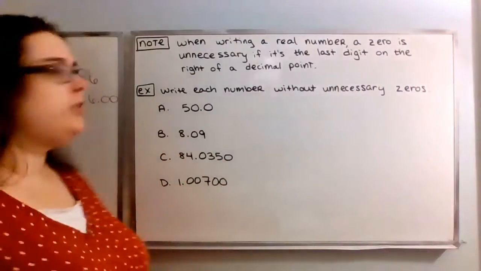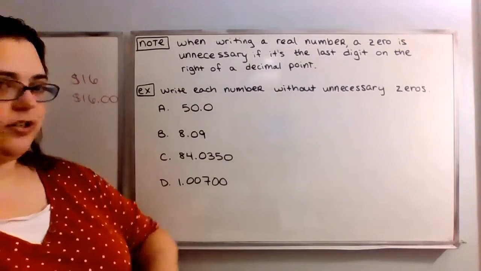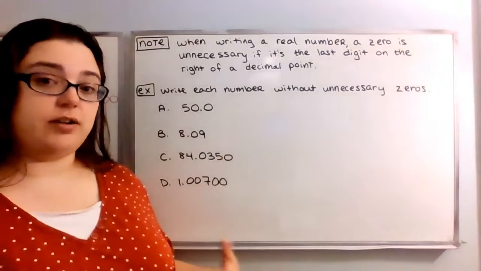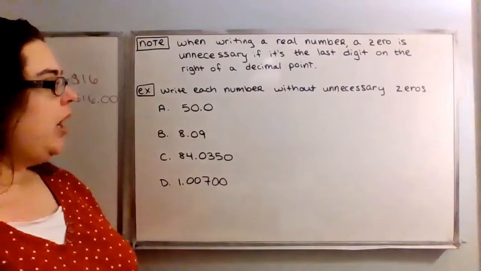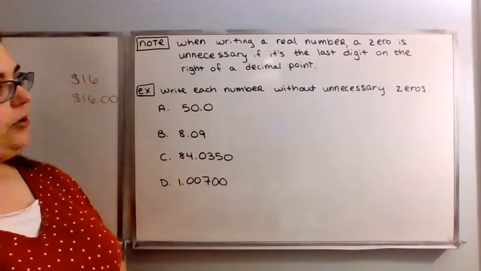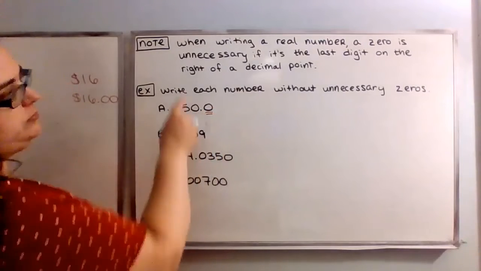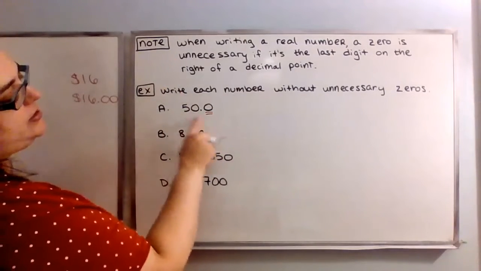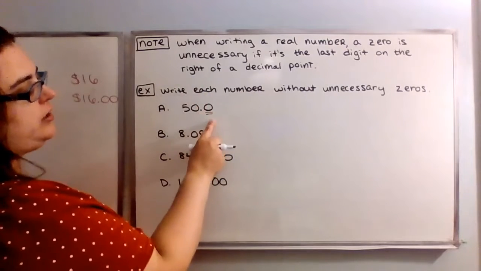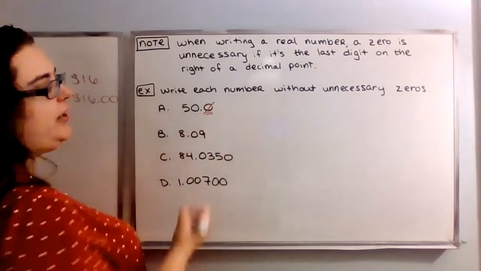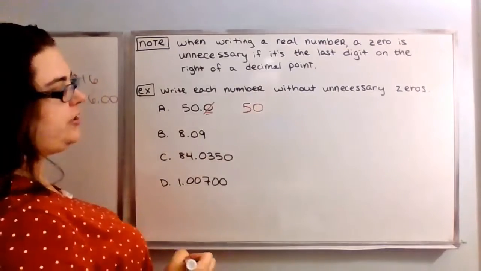So we're going to begin working through this example here by removing any unnecessary zeros. We're going to rewrite each of these decimal numbers, each of these real numbers, without a zero there. So to start out, I've got 50.0. This zero is unnecessary because it's the last digit of the number and it's to the right of the decimal point. So that means it's unnecessary. I don't have to write it. So I could write this number just as 50.